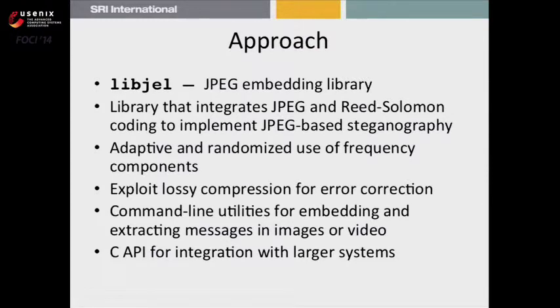Two of the key items here in the middle are that we use an adaptive and randomized use of frequency components, and we are exploiting lossy compression for error correction. In other words, the quantization process that JPEG goes through actually helps correct errors that are incurred during the transcoding and transmission process. The library has a relatively small C API for integration with larger systems.